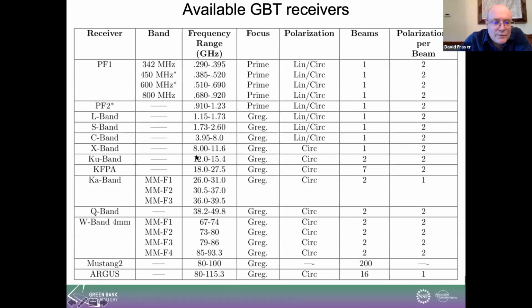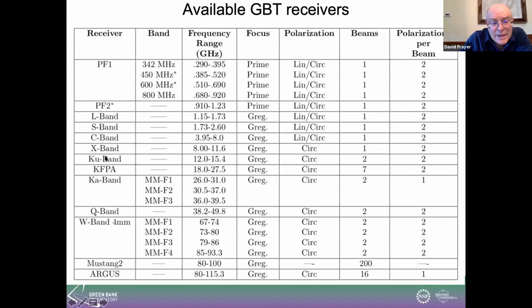Currently, on the telescope, you can only use what we have on the telescope. Mustang 2 is not on the telescope. Argus is going up on Thursday, unfortunately, after you guys are gone. The W band's not on the telescope, Q band's not on the telescope, and neither is Ka. Mustang's on the telescope, but it's not cold yet and it's not ready to use. So the highest frequency that we can actually use is the KFPA.